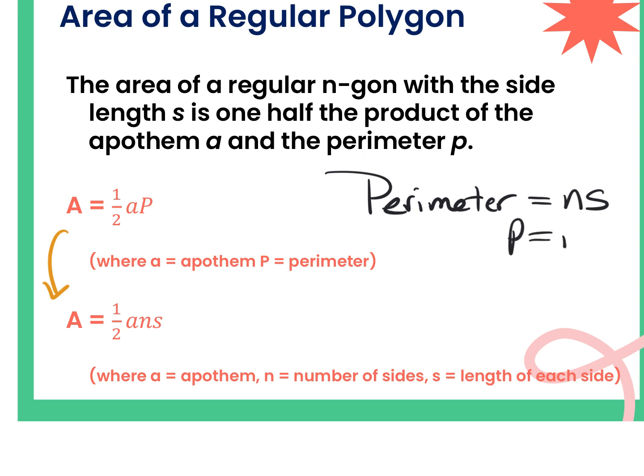So P is equal to NS. The reason they're giving us two different formulas is, if they've already given you the perimeter calculated, then all you have to do is multiply it by the apothem and then by 1/2, or divide it by 2. If they've given you the name of the polygon, the side length, and the apothem, then you could use the bottom formula. Remember, both of these formulas could also be divided by 2. So ANS divided by 2, or apothem times perimeter divided by 2. Timesing it by 1/2 is the same as dividing by 2.